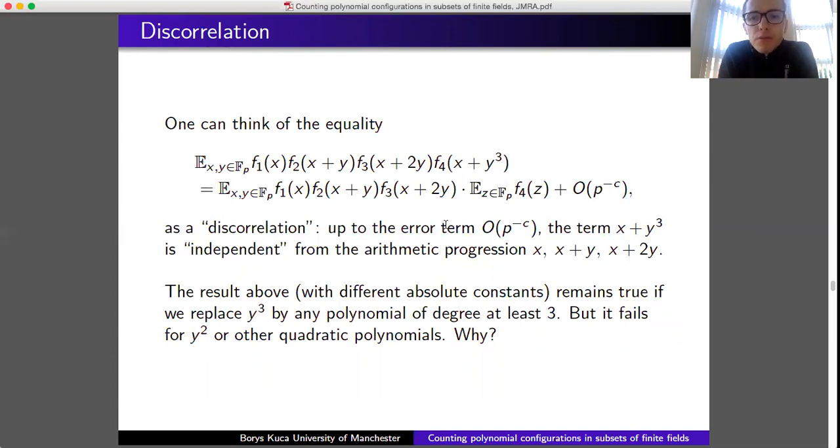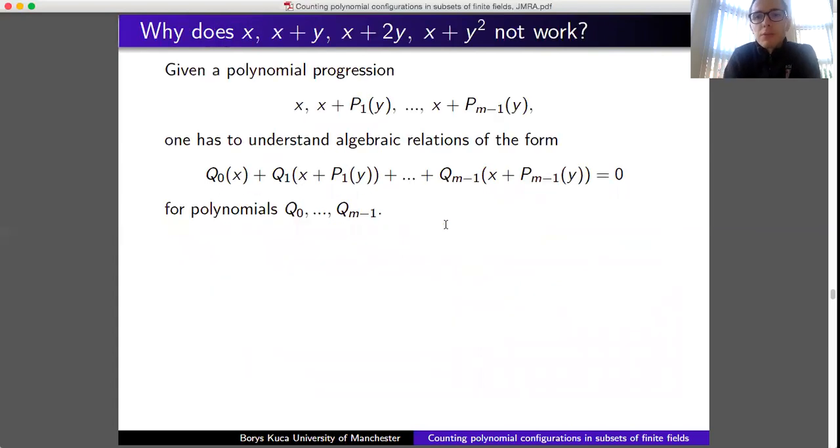This result will also hold if we replace y cubed by any polynomial of degree 3 or higher than 3. But it will fail for y squared or other quadratic polynomials. And I will now describe why this is the case, why it fails for these polynomials of small degrees. It turns out that to understand these questions, we have to understand algebraic relations between terms of the polynomials that we study.